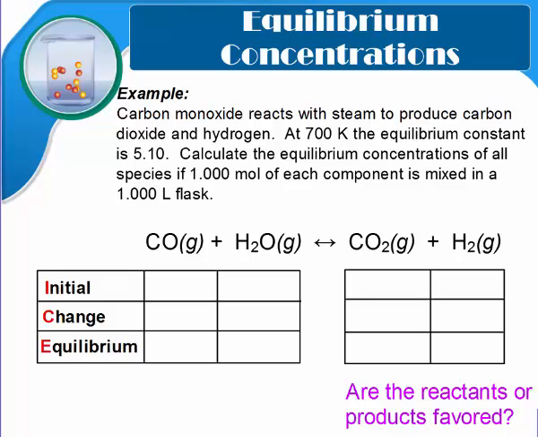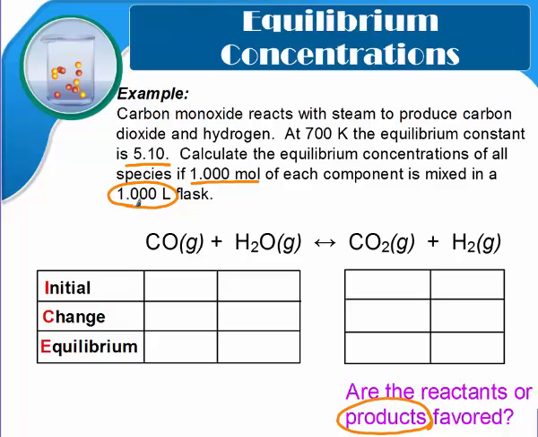So let's look at another one. On this one, my equilibrium constant is 5.1, which means the products are favored. I know I'm going to need a RICE chart because, again, it says that I initially have 1 mole in a 1 liter flask. So I'm calculating equilibrium, which means I don't have equilibrium.